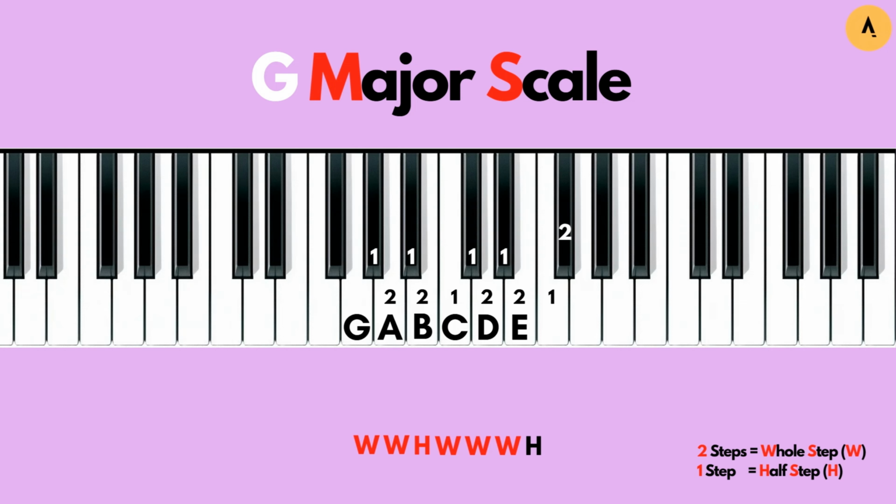Now here we landed on a black note. Unlike the C major scale with all the white notes, the 7th note of the G major scale is a black note, F sharp. That's interesting. Now let's finish by going from F sharp to G, which is a half step. And just like that, we created the G major scale.